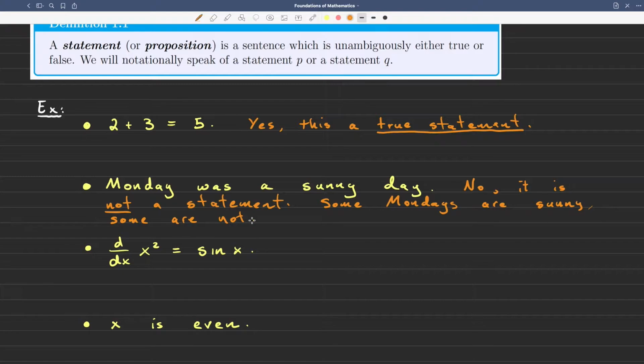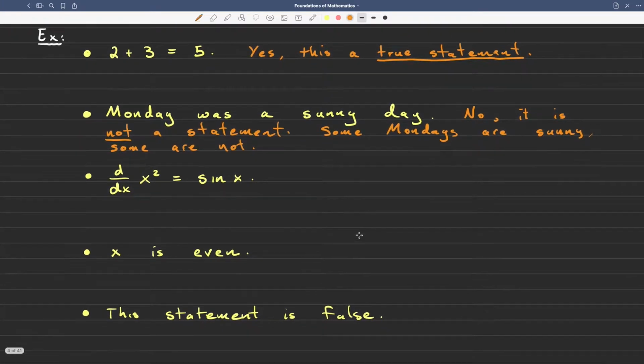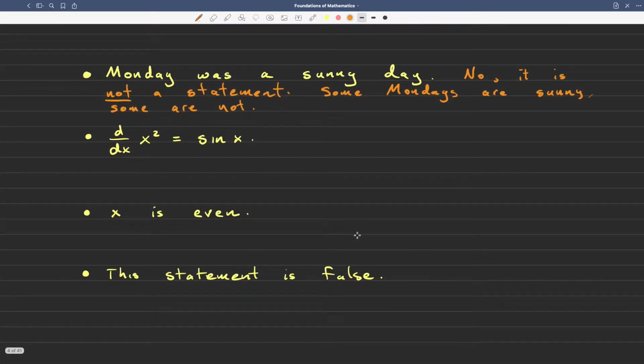So I can't assign a truth value to this statement universally, no matter when someone says it. If someone said it this week, and Monday was a sunny day, it would have been a true statement for this week, but if someone said it back in January, it probably would have been a false statement. So this sentence just isn't always either true or false. Its truth value changes depending on when you say it.